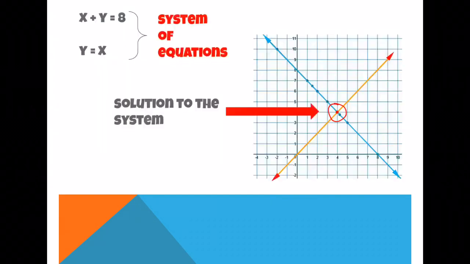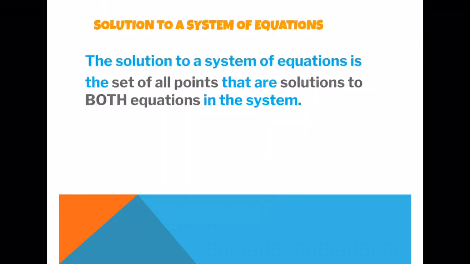These two equations can be considered to be combined with the operator and. So going back to our example, we were looking for the point where x plus y equals 8 is true, and where x is equal to y. So in a system of equations, we can consider the two equations to be joined with the word and. Furthermore, the solution to a system of equations is the set of all points that are solutions to both equations in the system. In the example that we just showed, there was exactly one point that those equations shared, and that was the solution. Let's look at another example.